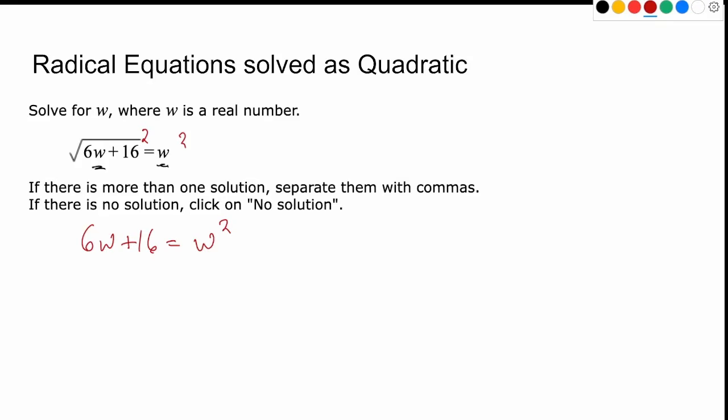And now it's kind of back to what we did before. We can solve this as a quadratic, but let's get everything to one side. In this case, it's always nice if there's a positive 1 in front of the variable part. So let's move everything else over here. You're going to subtract 6w and subtract 16 from both sides. And what that will leave us with is 0 equals w squared minus 6w minus 16.